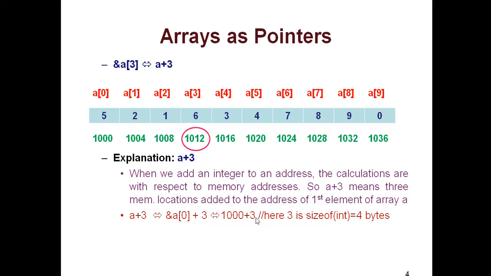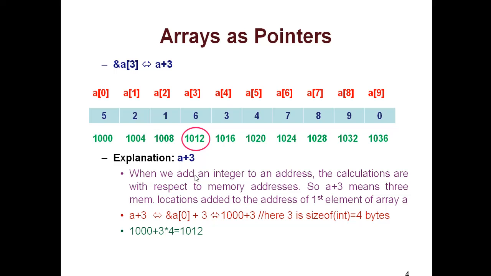So what you have to do is multiply 3 with the size of integer. The size of integer is 4 bytes. So the address calculation will look like 1000 plus 3 into 4. Instead of simply adding the number 3 to 1000, you will add 3 into 4 to 1000. So you have to advance by as many memory locations as the integer occupies. Each integer occupies 4 bytes.